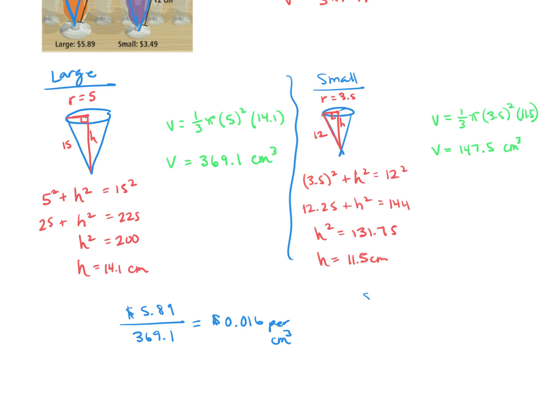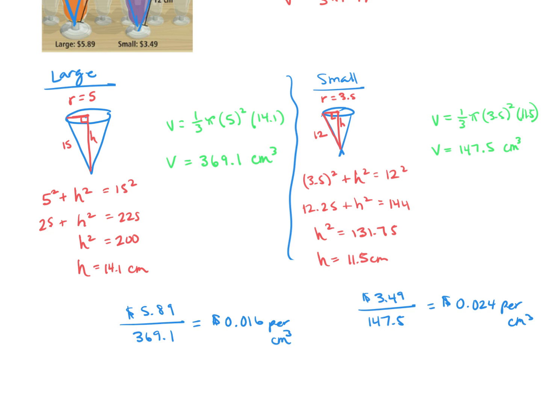All right, so let's do the same thing for the small smoothie. That one cost $3.49. Let's divide it by its volume of 147.5, and that gives us 0.024 per centimeter cubed.